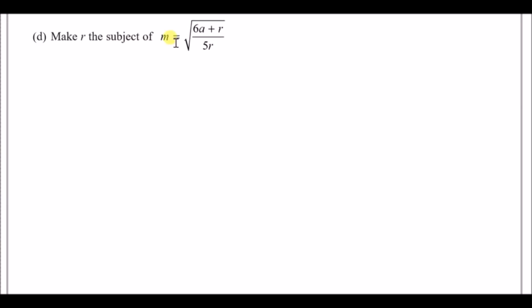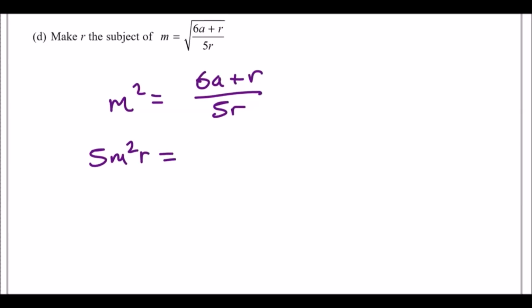Now D. Make r the subject of this equation. When you have a square root, you clear the square root. The opposite of square rooting is squaring, so if you square both sides, you get m squared equals, and the square root disappears because you cancel it. Another thing you always want to do is clear the fraction. You've got 5r at the bottom, so let's multiply by 5r. Timesing m squared by 5r, you get 5m squared r equals 6a plus r. Again, the 5r is gone now.